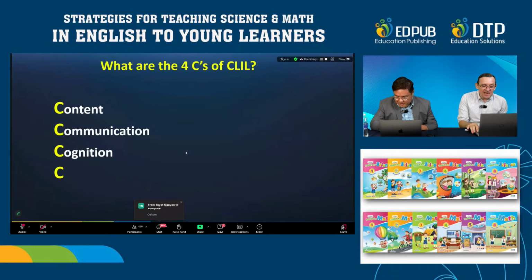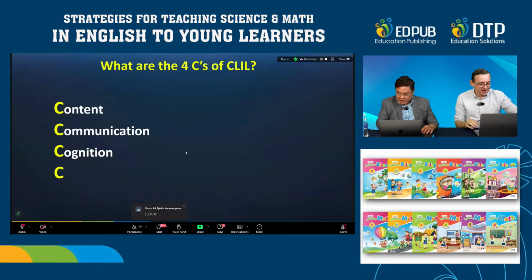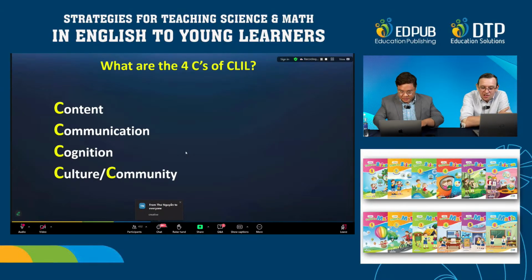And the fourth C, there are 2 options here, 2 possibilities. So what is the fourth C? Oh, here it comes. Culture. Creative. Culture. The majority of the answer is culture. Okay, good. But there's a couple of options. So we've got culture, or we've got community, and also it could be called citizenship as well.